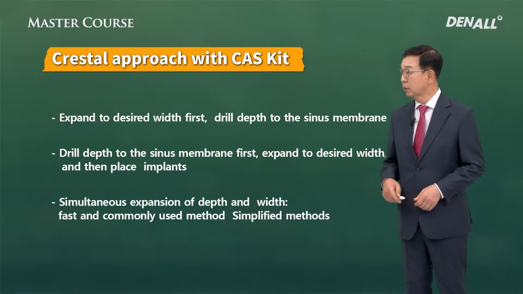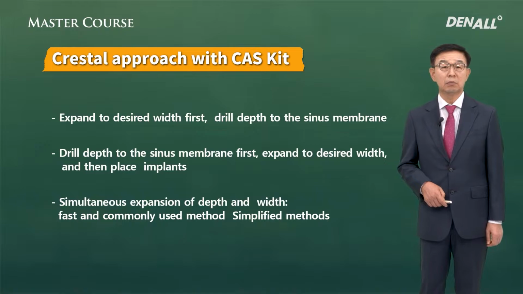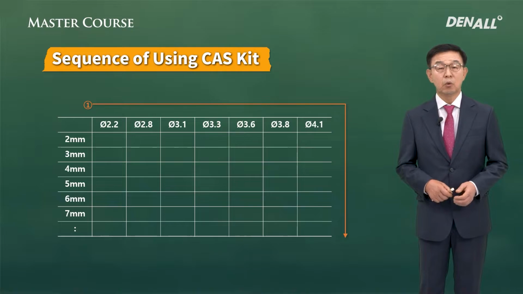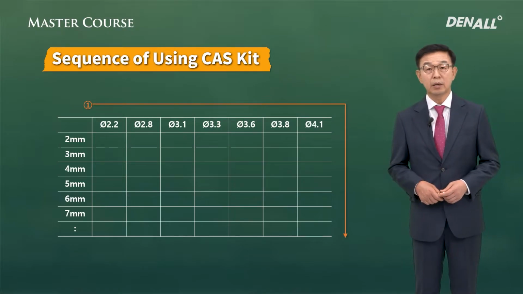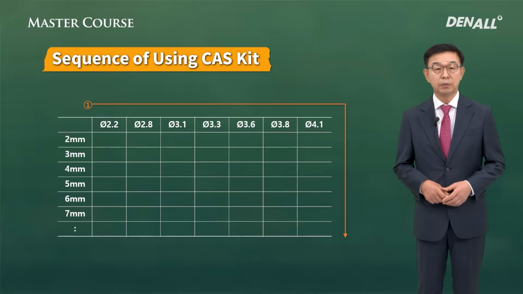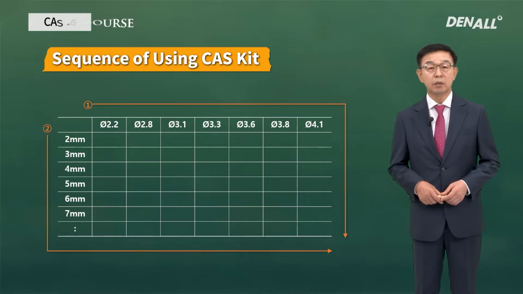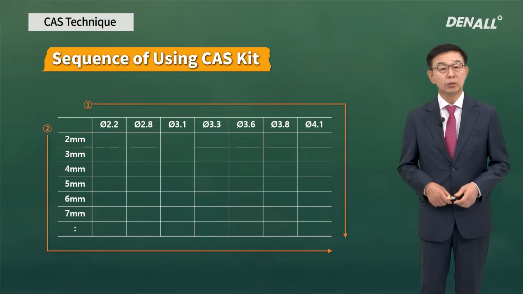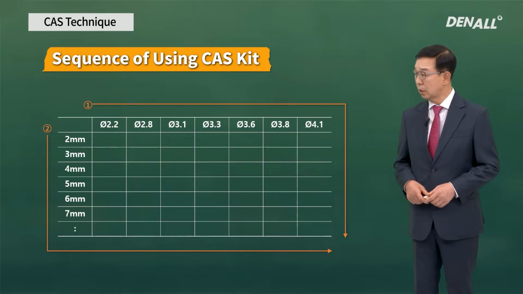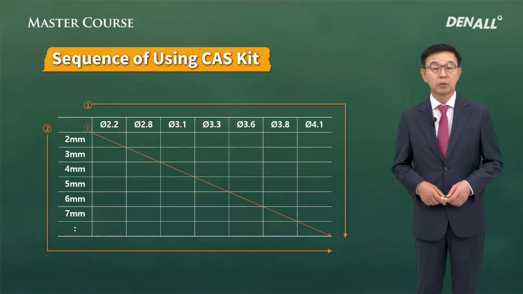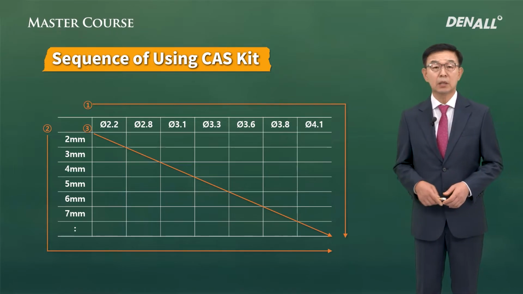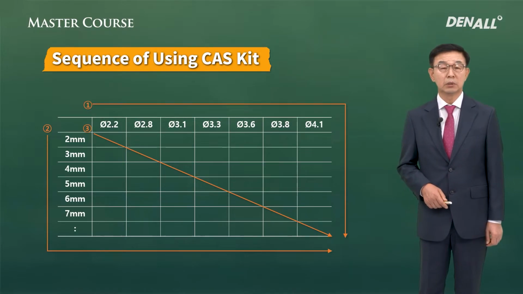This is the fastest and most commonly used method clinically. You can choose the first way: you expand to the desired drill width, and then you can determine the depths. Or choose the second option: you can drill first and touch the sinus floor first, and then expand the width. The third way is to do this simultaneously, expanding width and depths at the same time. You can use between the 3, depending on your preference.